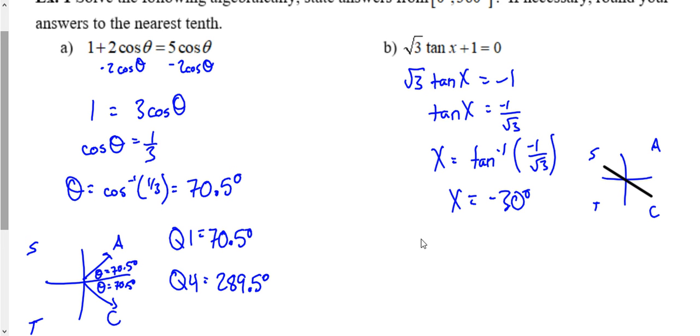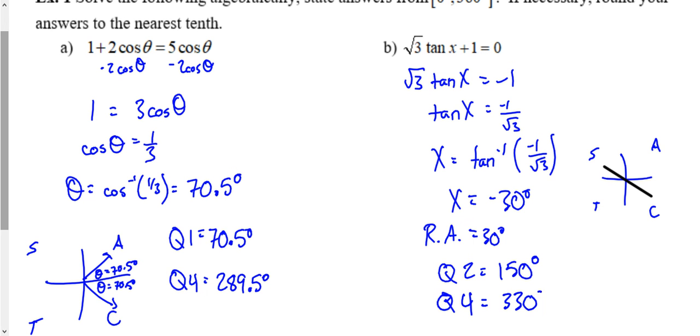So let's do a quick note. Reference angle is equal to 30 degrees there. So in quadrant 2, our answer is going to be 180 minus 30, which is just 150 degrees. And in quadrant 4, it's going to be 360 minus 30. So this is quadrant 4, which is now just 330 degrees. And there you go. We have our two solutions.